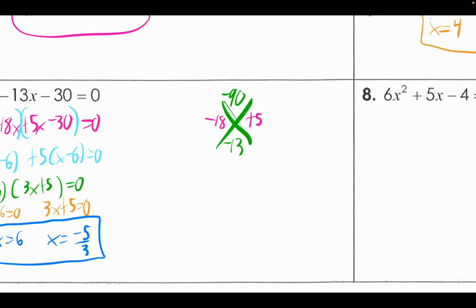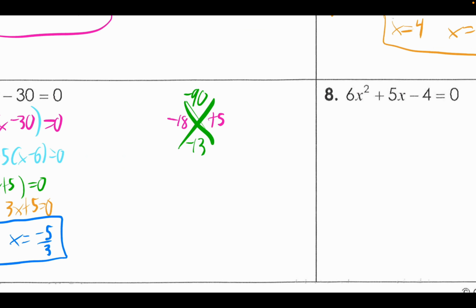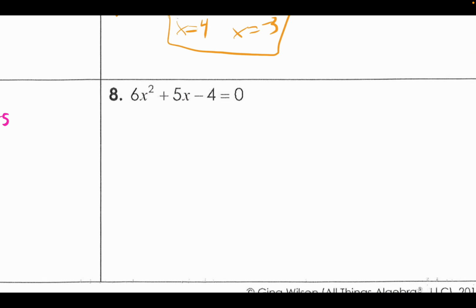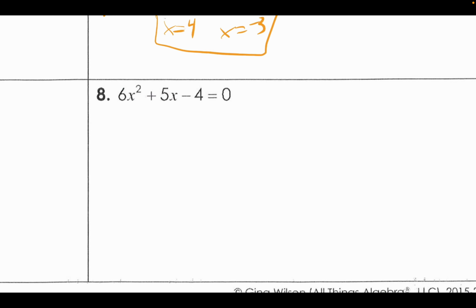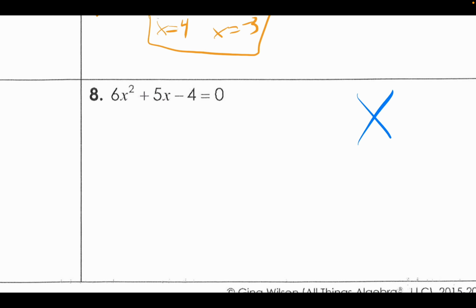Moving on to number 8. We make sure it's in standard form. It is. We look for a GCF. There is not one. So we have a times c is negative 24. B on the bottom is positive 5. Look for two numbers that would multiply to negative 24 and add up to 5, and the trick would be negative 3 plus 8.